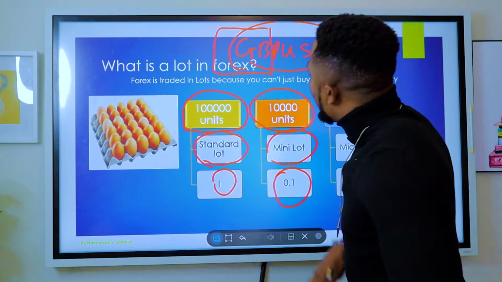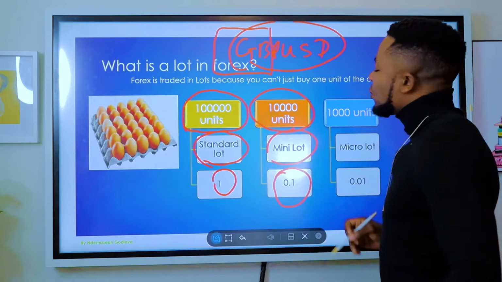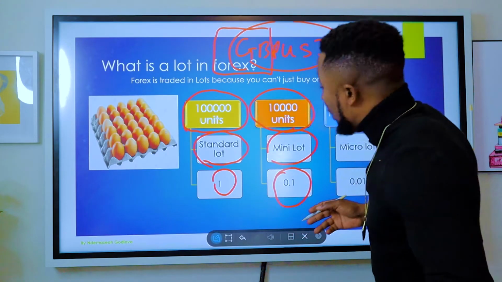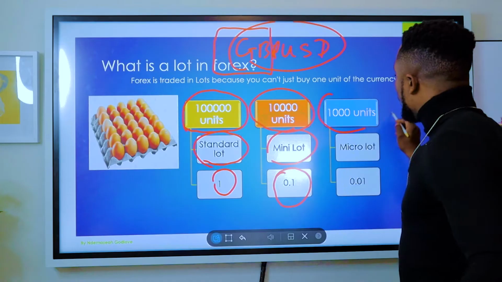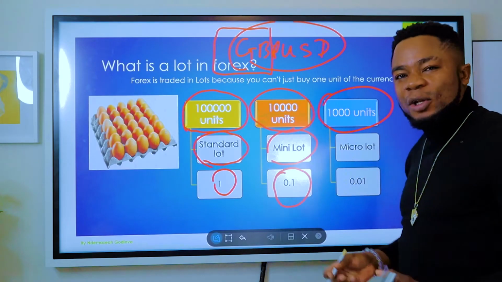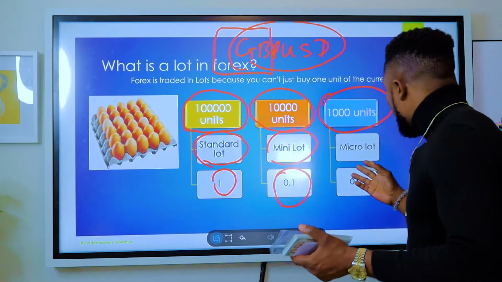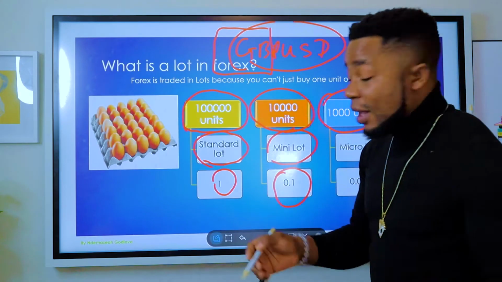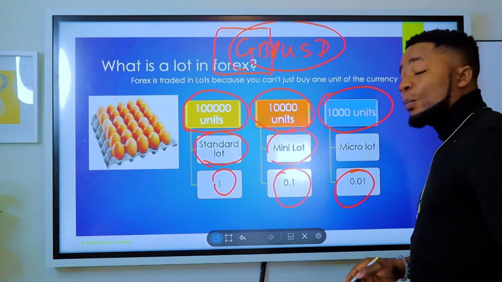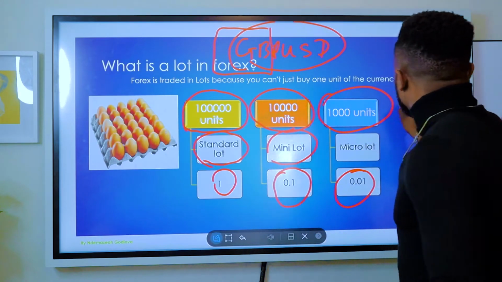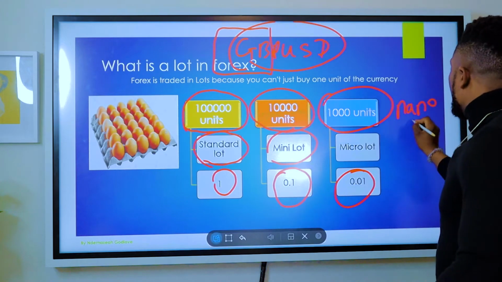But if you don't have up to $10,000 and the only thing you can afford is $1,000, like most people, what you do is you trade with a micro lot. That means very small. You trade with a micro lot, which on your MT4 or MT5, what you put will be 0.01. You even have what we also call nano lot.